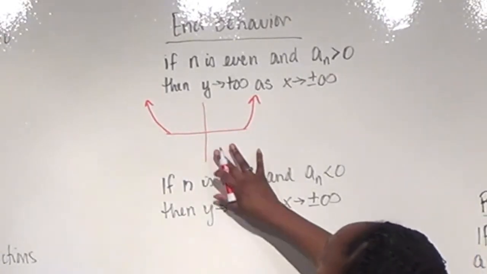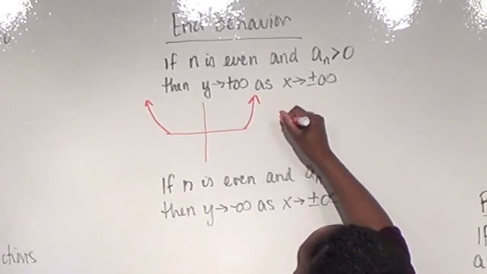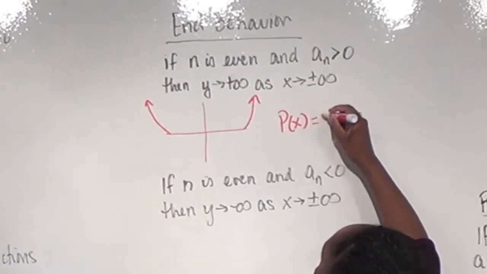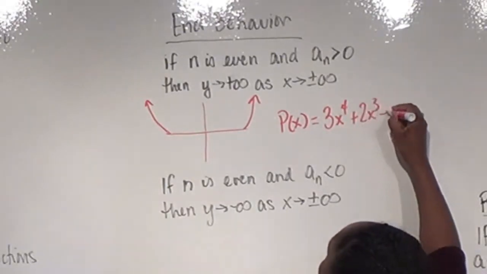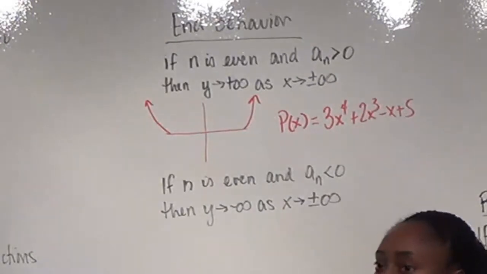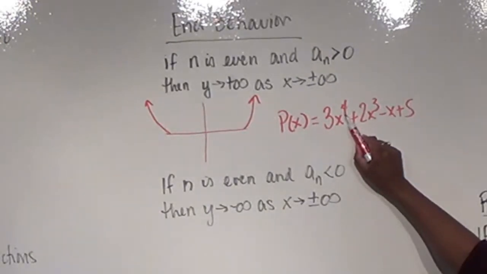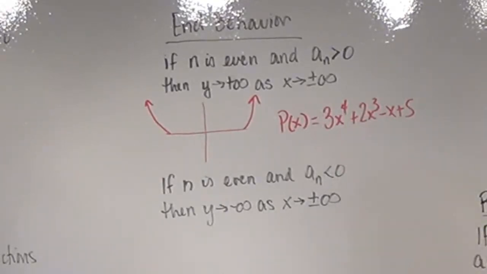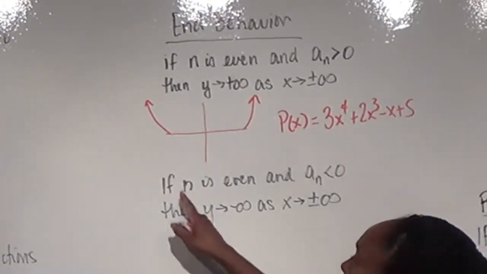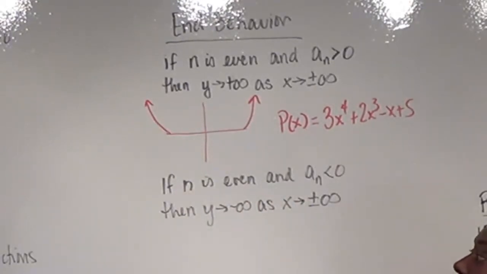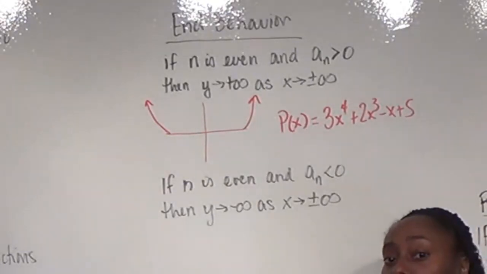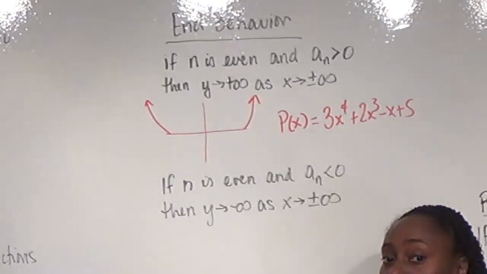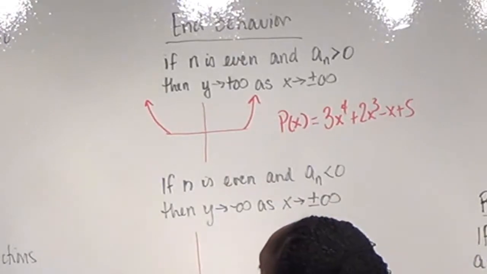Okay? So an example of a function that would have this type of graph would be something like p of x equaling 3x to the fourth plus 2x cubed minus x plus 5. Okay? So if I look at it, the degree on the polynomial, meaning the highest power term, is even, and the leading coefficient is positive. Okay? If n is even and a sub n is less than 0, then y is going to go to negative infinity as x goes to both positive and negative infinity. Okay? So this one is just going the other direction.